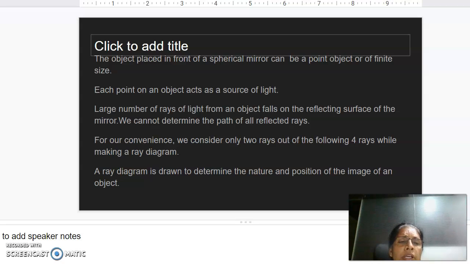If each point on the object acts as a source of light, a large number of rays of light from an object fall on the reflecting side. Now, all these rays, how they will be reflected, we do not know. And for making a ray diagram, we need to take only two of the four rays that we are going to discuss right now. Only two. Now, a ray diagram is drawn to determine the nature and position of an object.